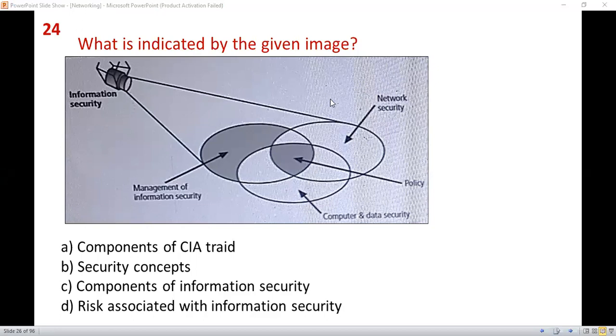Yes. Okay. Right. The option for this question will be C. Here, all of these are components of security information. Information security is also a component of information security, and so is management of information security. So all the things are part of the components of information security. So for this question, the answer will be component of information security. Okay.